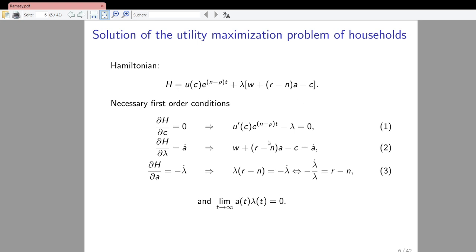Now if we take the derivative with respect to assets, we see assets do not show up in the first term, assets only show up in this term, so the derivative is lambda times (R minus N). So this derivative here has to be equal to minus lambda dot, and we can reformulate this, we bring lambda to the other side here, then we have the negative of the growth rate of the co-state variable equal to the interest rate minus the population growth rate. And again we have the transversality condition that states that the net present value of assets has to be equal to 0.